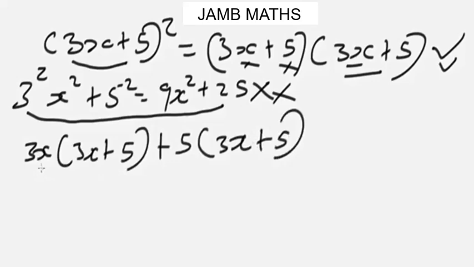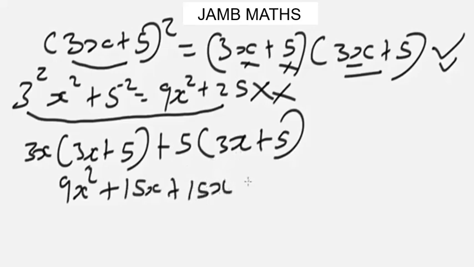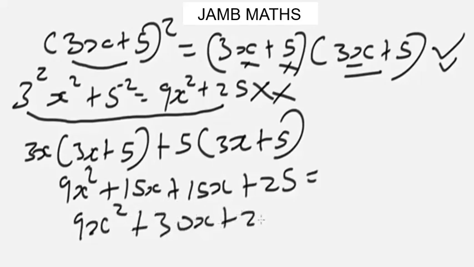So when you simplify, you're going to have 3x times 3x give us 9x squared. Then plus 3x times 5 will give us 15x, then plus 5 times 3x give us plus 15x, then plus 5 times 5 will give us plus 25. So when you simplify this further, you're going to have 9x squared, 15x plus 15x give us 30x, plus 25. Alright guys, so this will be the solution to this problem. It is as simple as that.